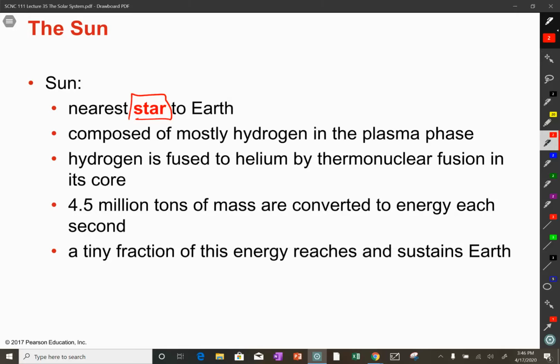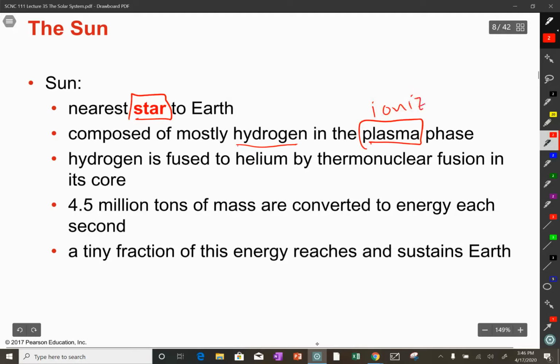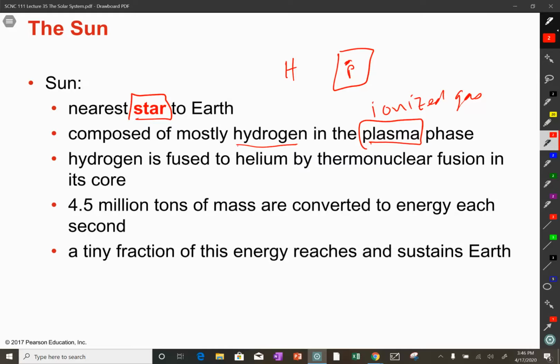So the sun is by far the best understood star because it's the closest star. It's composed of mostly hydrogen in the plasma phase. What that means is, a plasma is an ionized gas. Well, hydrogen should have a proton with one single electron orbiting it. So if you ionize it, you take away that one electron, and what you're left with is just protons. So when we say hydrogen in the plasma phase, we mean a bunch of protons, proton gas.